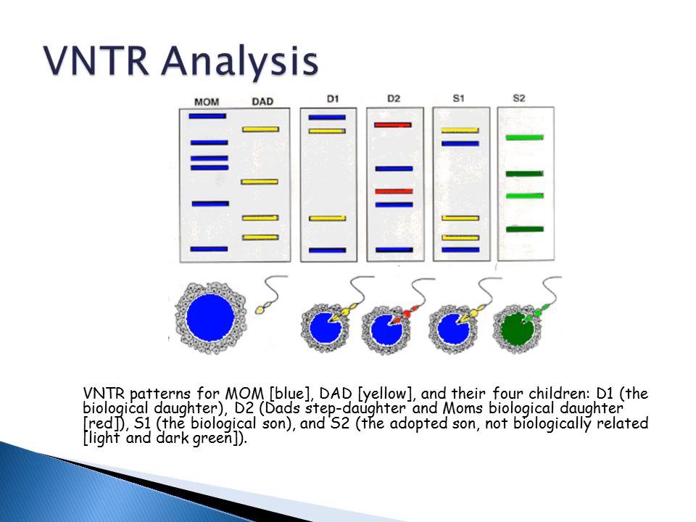And son number 1, this is the biological son. And again, you're going to have variable number tandem repeats that match both mom and dad. And the second son is actually an adopted son. So this son is not biologically related, so it's going to have completely different bands. It's not going to have bands that necessarily match either mom or dad.